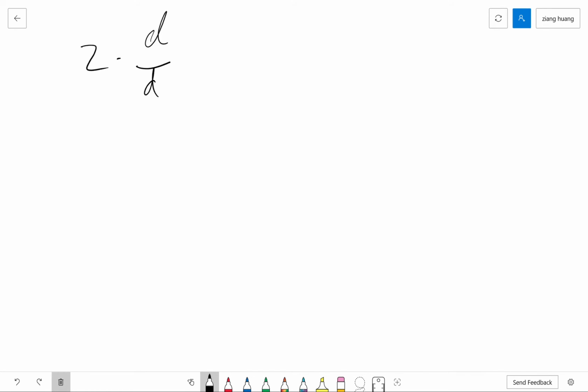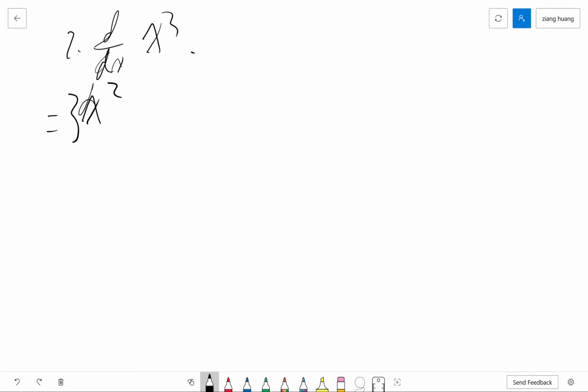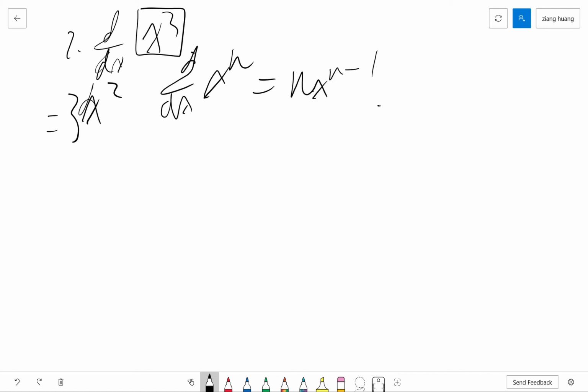Now let's move on to some more complex questions. Let's take the derivative of x to the third. This equals 3x squared. Why? According to the power rule, the derivative of x to the nth power is equal to n times x to the n minus 1th power. So we can simply pull this exponent to the left side to be the coefficient of x, and then subtract 1 from the exponent to get the new exponent.